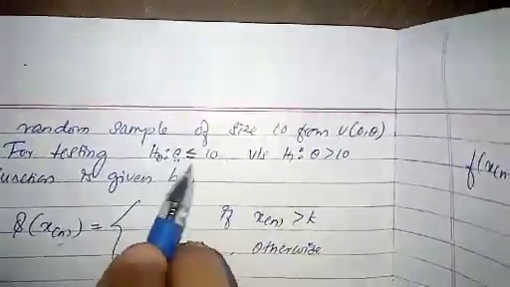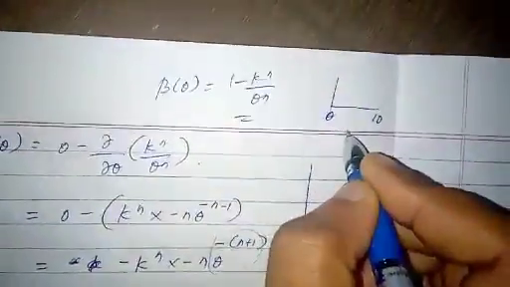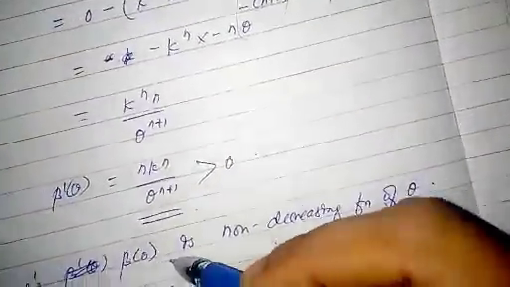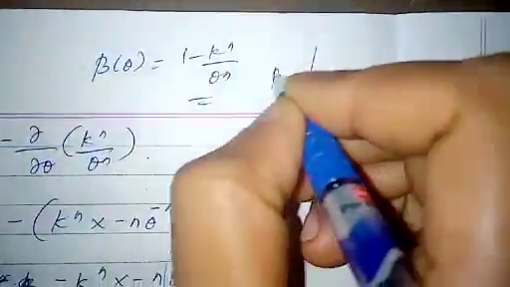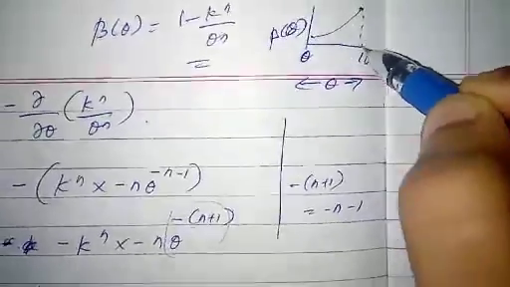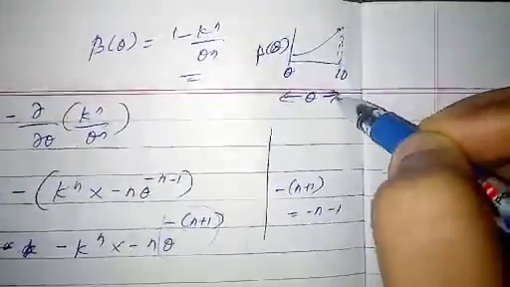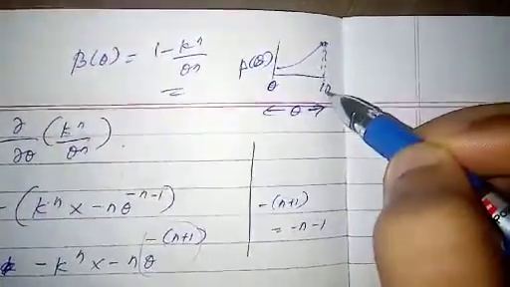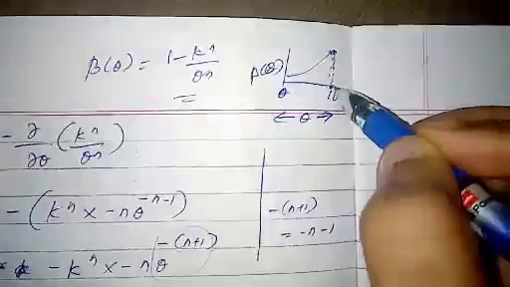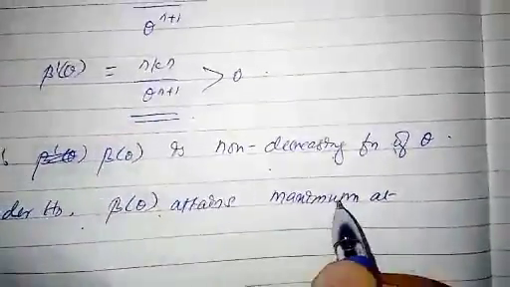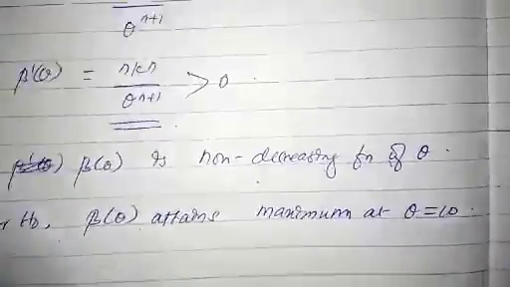Here it is given that theta is less than or equal to 10. So here beta of theta is a non-decreasing function, which means it is an increasing function. So when beta of theta is maximum, the value of theta equals 10. So you can write under H naught, beta of theta attains maximum at theta equal to 10, right?